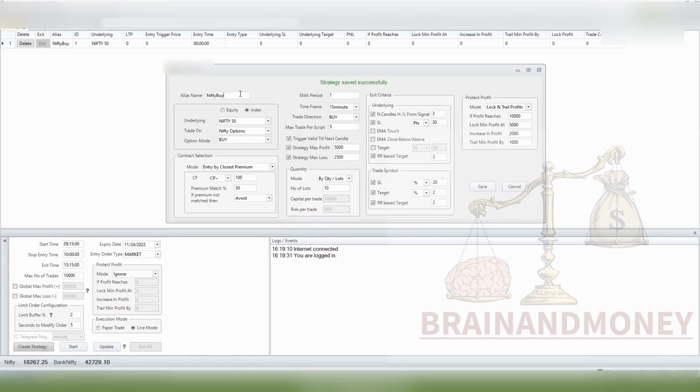Another I want to create is like Nifty sell side. So for Nifty sell side, I want option buying mode only, but trade direction I want sell only because I will be running this in 5-minute time frame.